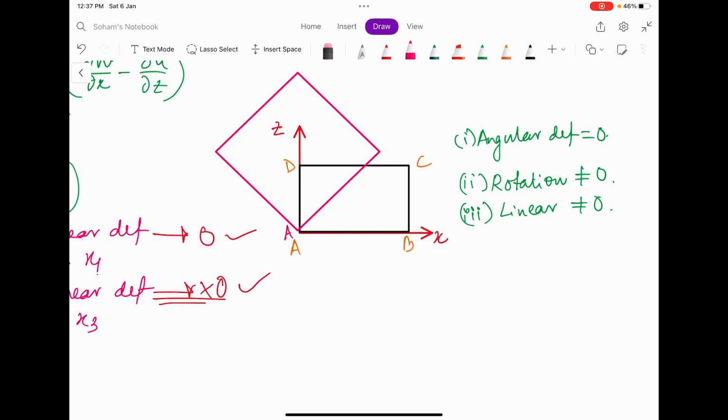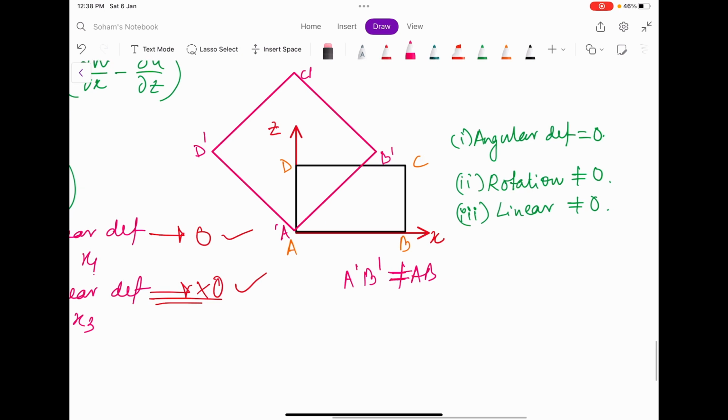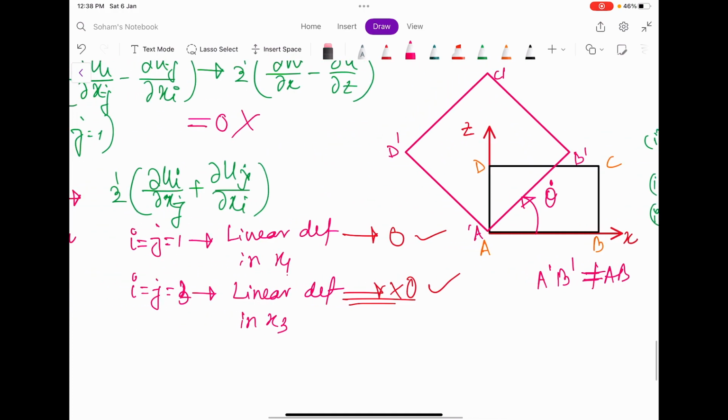So this is A, I mean A dash, B dash, C dash, D dash. So A dash B dash maybe is not equal to AB. Okay, and it has also rotated by theta dot. Okay, so angular deformation is not there. It has been rotated like a rigid body maybe. Okay, so this is the thing.